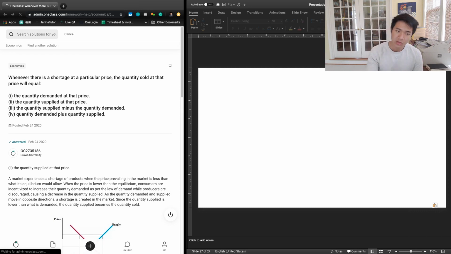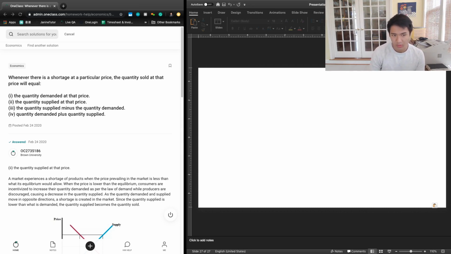So the next question says, whenever there's a shortage at a particular price, the quantity sold at that price will equal 1, the quantity demanded at that price, 2, the quantity supplied at that price, 3, the quantity supplied minus the quantity demanded, or 4, quantity demanded plus quantity supplied.